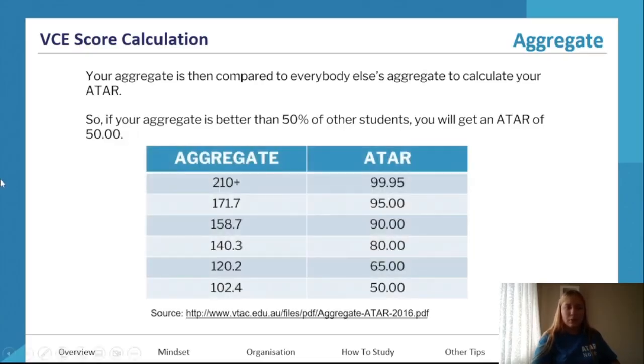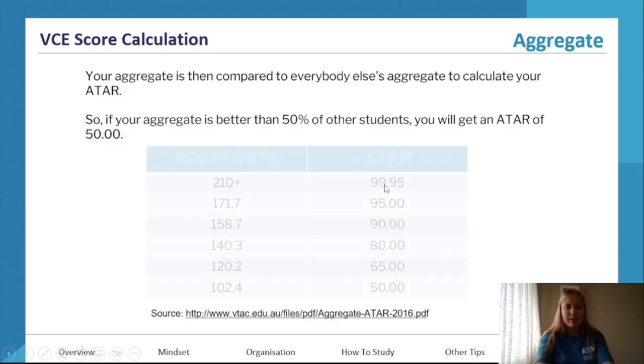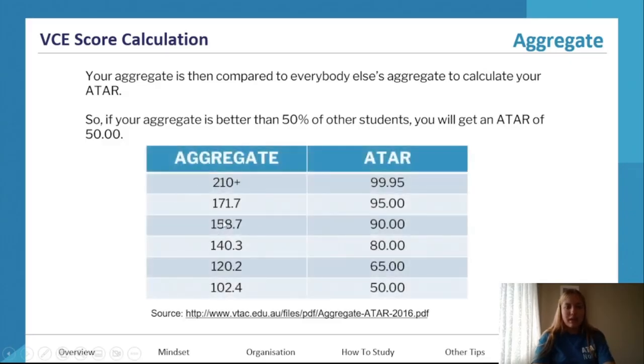So this is what it all looks like. It's kind of a prediction of what kind of aggregates lead to which ATAR. Of course, it's a little bit different every single year depending on how well students did that year, but we can use this as a prediction. So with our example, we had like 158 or something. So we would score about 90, an ATAR of about 90 in that column.